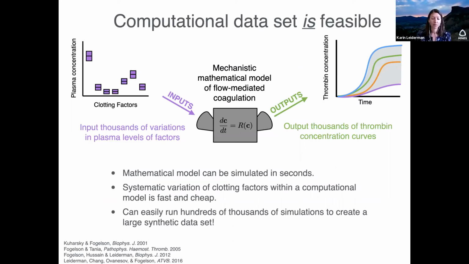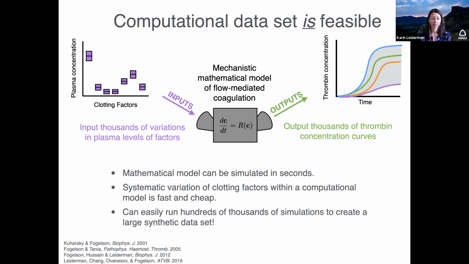So over the last 2 decades, our group has developed and refined a validated, dynamic, mechanistic, mathematical model of flow-mediated coagulation. There's a lot of words there. Let me go through them. So the model is mechanistic because it considers all the interactions between clotting factors, flowing blood, platelets, tissue factor, etc. It's dynamic because it tracks changes in all of these things in time.